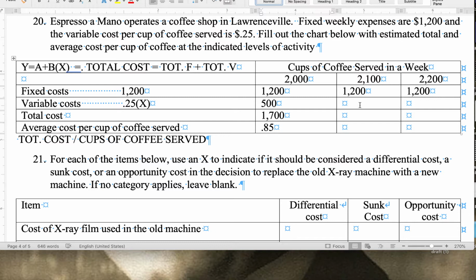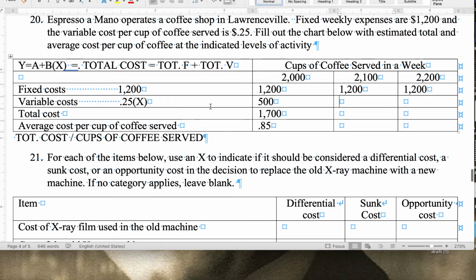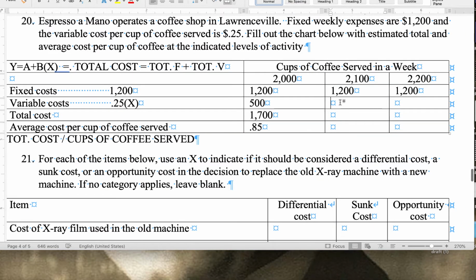2,100 units. If I serve 2,100 units, my total fixed costs are still going to remain the same. They're $1,200. What are my total variable costs now? Well, all I have to do is take my 2,100 units and plug it into 0.25 times X, where 2,100 is X. So I end up with $525 of total variable cost.